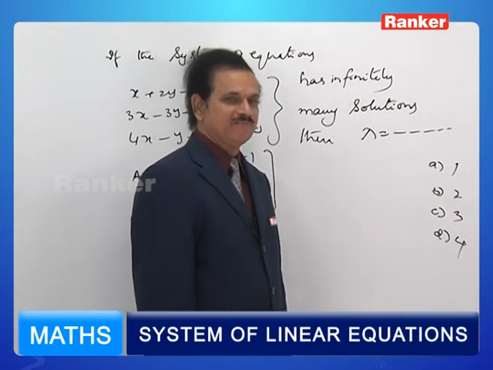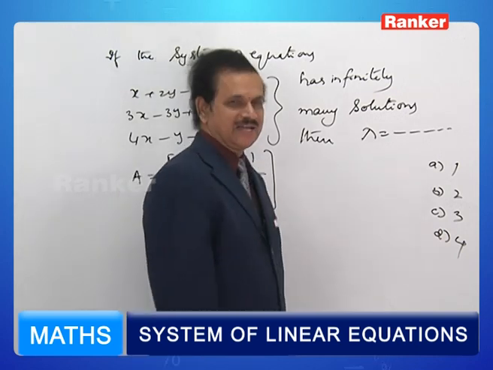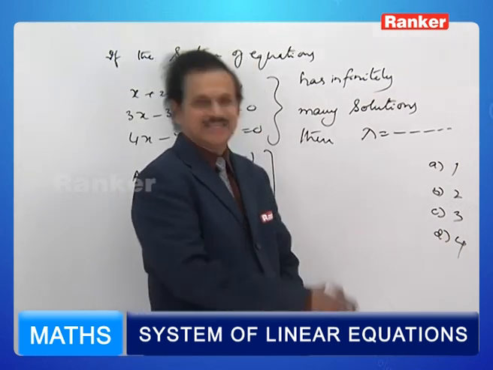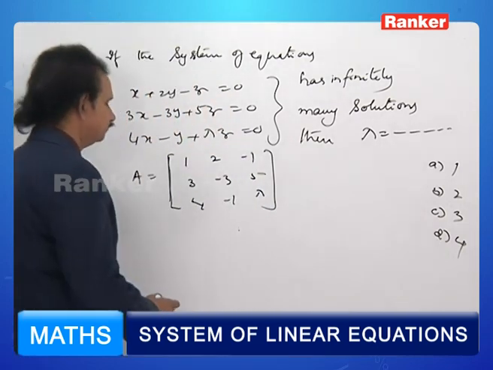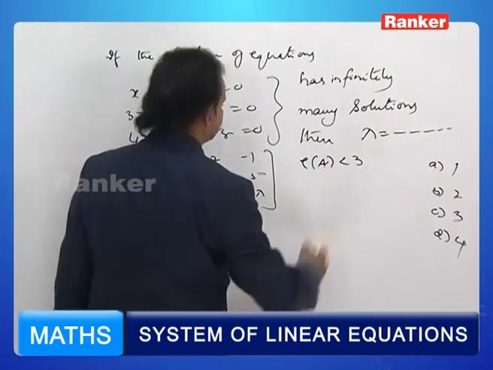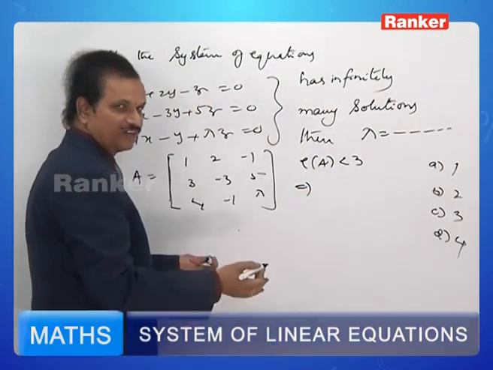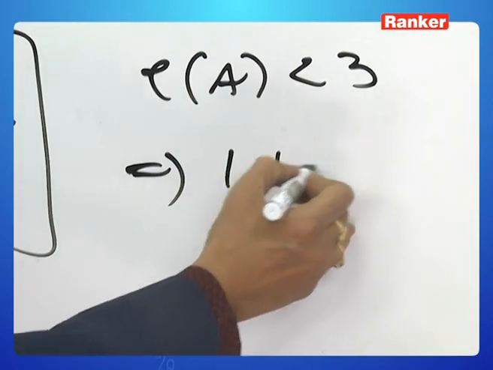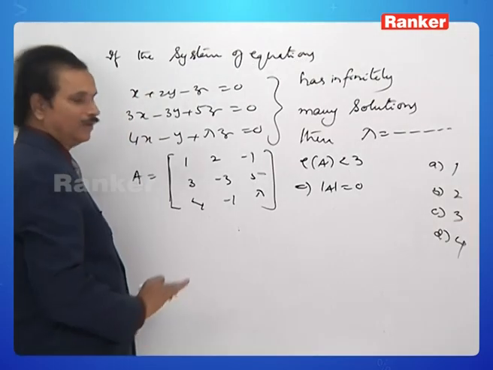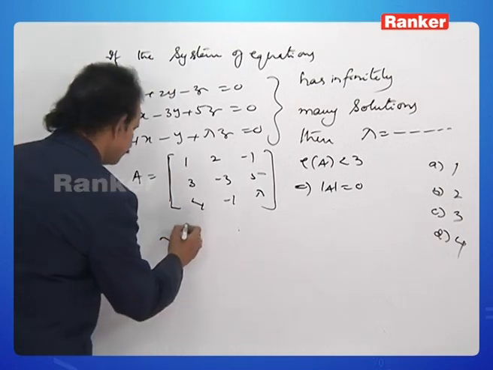When can you have infinitely many solutions? When and only when the rank of the coefficient matrix is less than number of variables. Therefore, rank of A less than 3 implies 3 by 3 minors are zero. Det A is equal to 0. Okay, instead of finding det A directly, let us use the procedure.